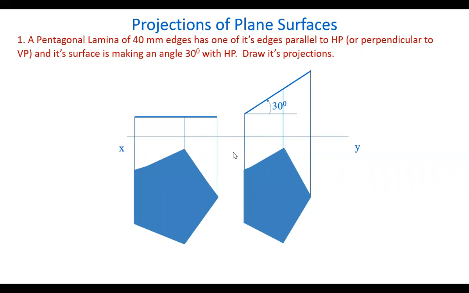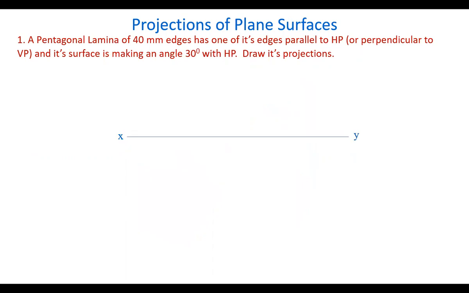Now let's see how to draw this. First of all, we draw the pentagon in the top view, having one of its edges perpendicular to VP. So when you take the edge perpendicular to VP, and if you tilt it afterwards, this edge will be parallel to the horizontal plane. We'll see how. So draw the pentagon such that one edge is perpendicular to the reference line.